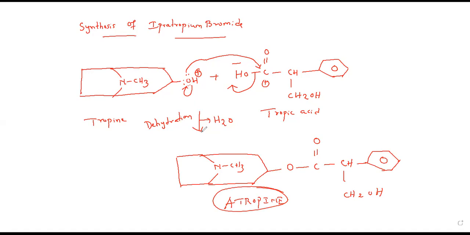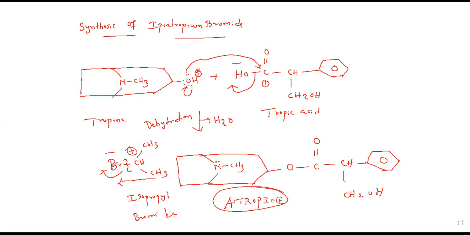Now this atropine reacts with isopropyl bromide. So Br, CH, CH3, CH3. What happens here? In atropine, this nitrogen will have one lone pair of electrons here. Now, look at the structure of isopropyl bromide. If I break the bond between carbon and bromine, bromine will leave the reaction with a negative charge. What happens to this carbon? Carbon will get a positive charge.